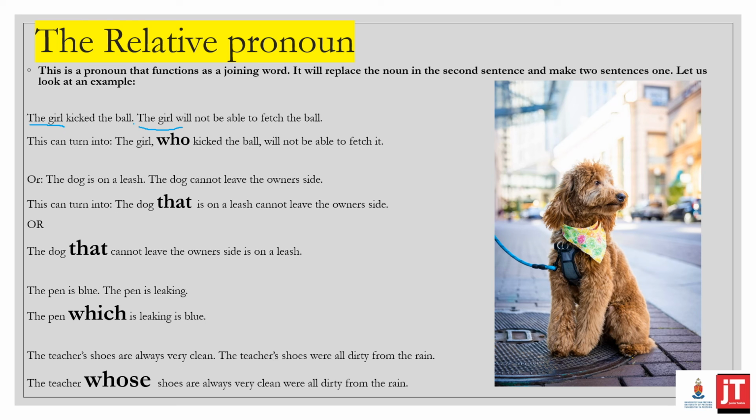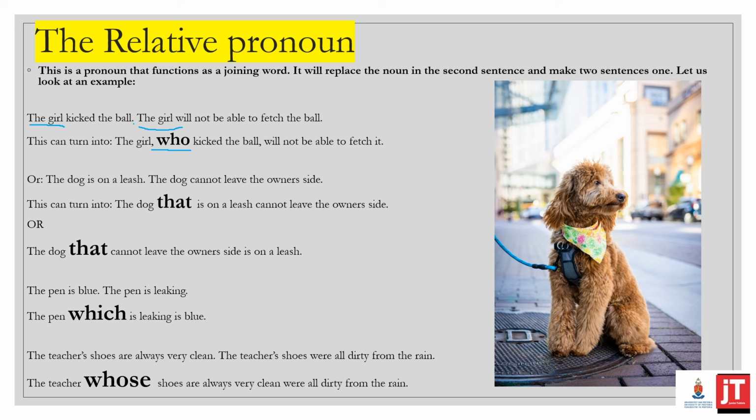Now, these sentences do sound a bit stilted, a bit clunky. It doesn't flow very nicely. Why do they keep on saying the girl, the girl, the girl? Okay, the answer is you don't have to, right? You could say: The girl who kicked the ball will not be able to fetch it. Doesn't that sound a bit better?